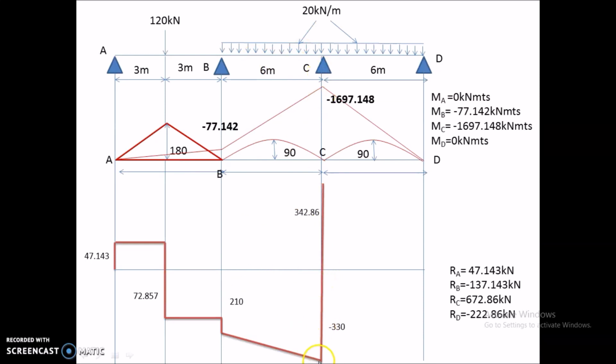Minus 330 here. And from here to here it is varying, so I have joined it with a cross line. And here it is minus 330, and at this point our RC value is plus 672.86. So minus 330 plus 672.86 gives me 342.86. So the shear force at C is 342.86. And again from here to here it will be varying. Here it is 342.86 and minus 20 into 6, that is 120. Minus 120 gives me 222.86 here. So this is the shear force diagram. Thank you.